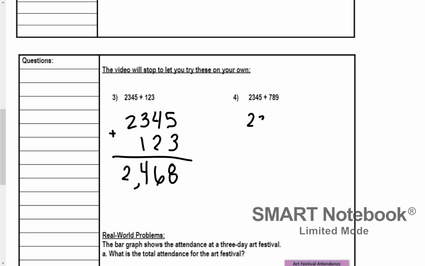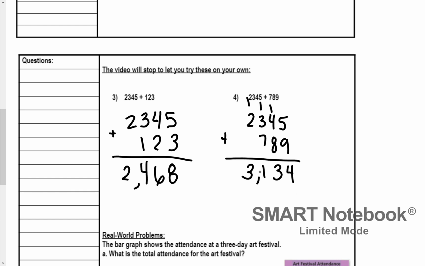Number 4, we've got 2,345, 789. We've got 5 plus 9, that's 14, so we write our 4, carry our 1. 8 plus 4 is 12, plus 1 is 13. 7 plus 3 is 10, plus 1 is 11. 2 plus 1 is 3. Move our comma over 3 places, 3,134.